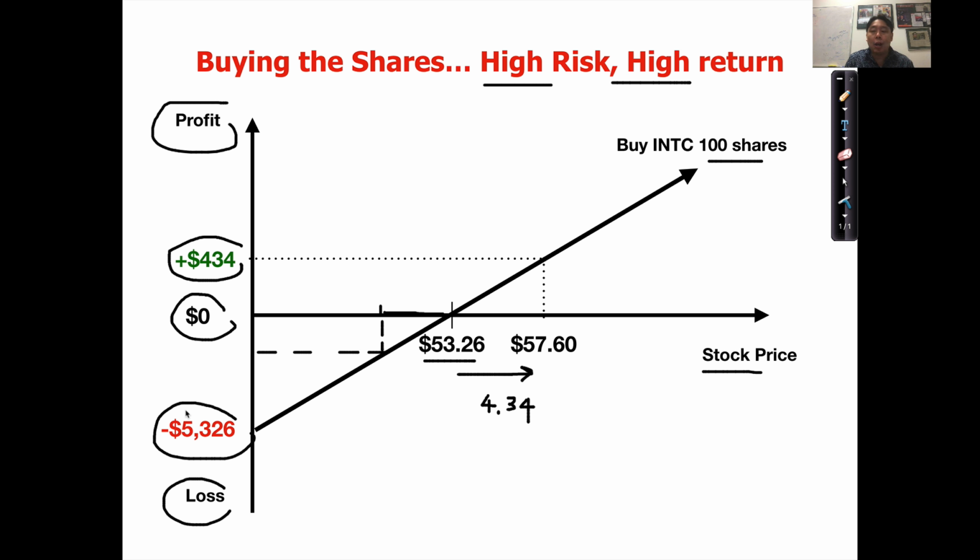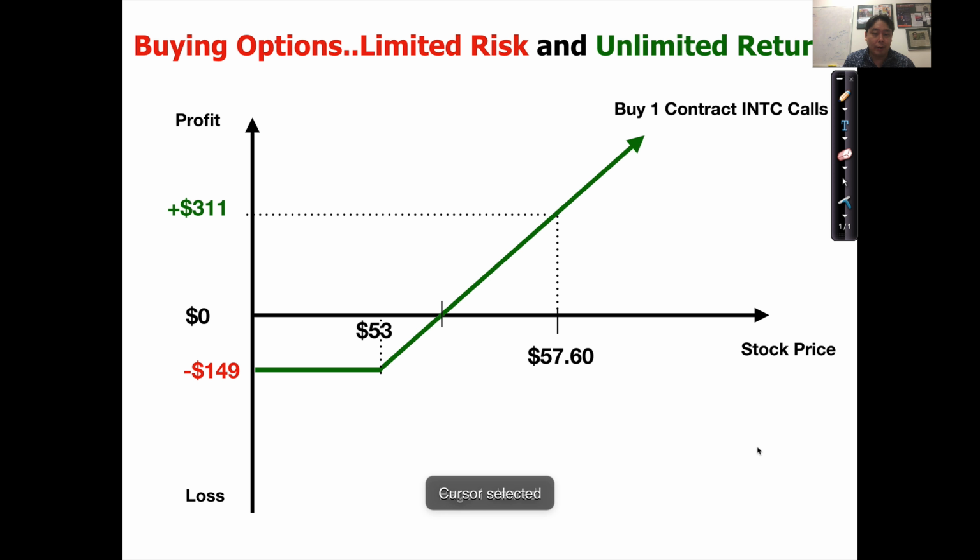On the other hand, when you buy a call option, what happens? It's no longer a straight line. It becomes like a Nike sign, right? There you go, there's a Nike sign, right? So this time with a call option, you've got the same unlimited return. If the share price goes to the moon, you can make unlimited profit. But this time, your risk is capped. Your risk is capped at the price you pay for the options.